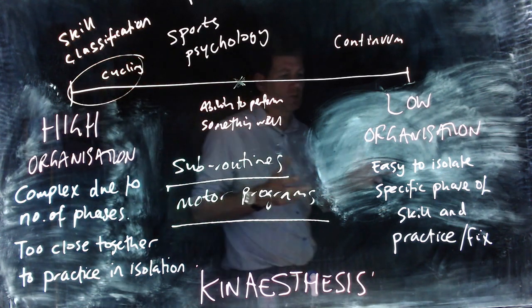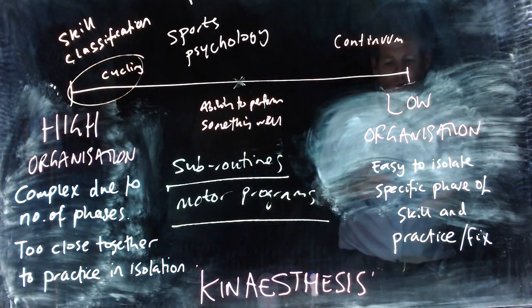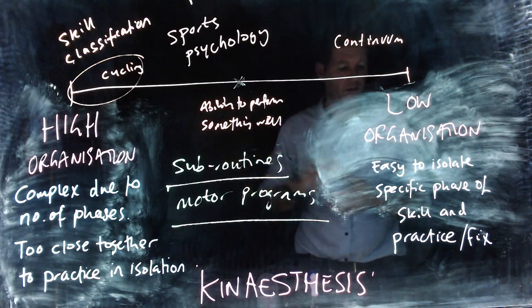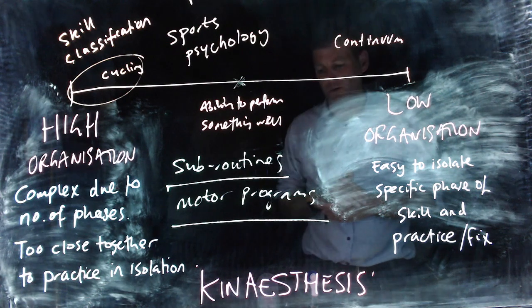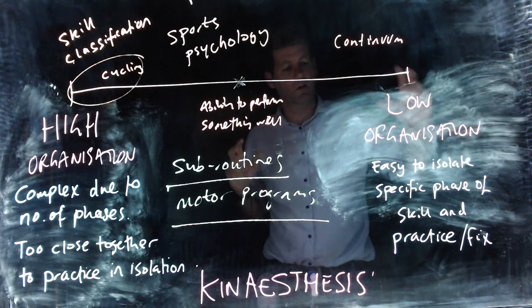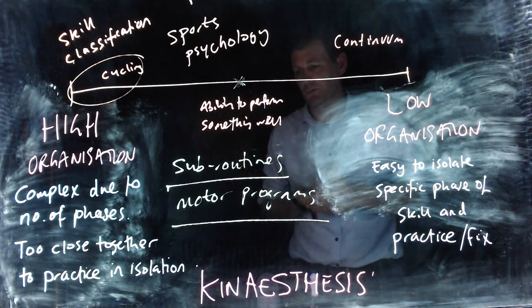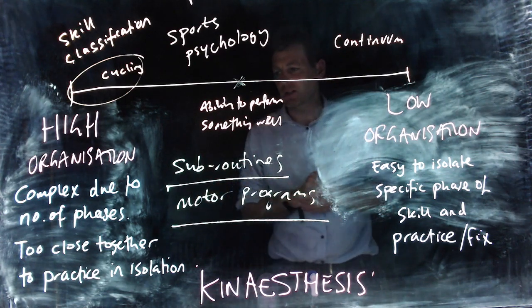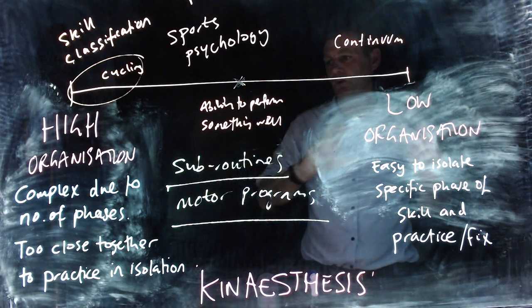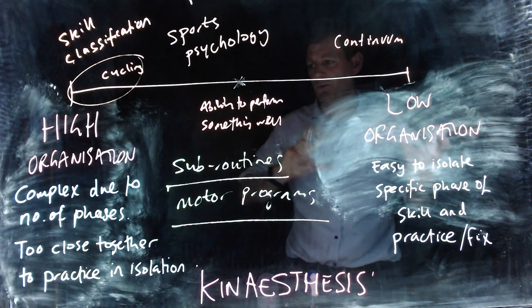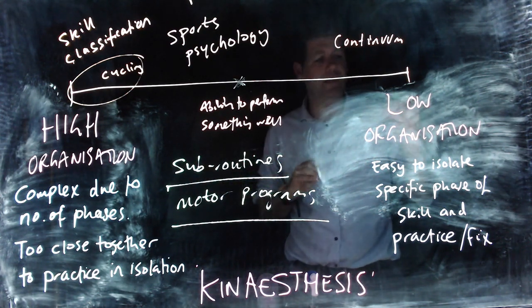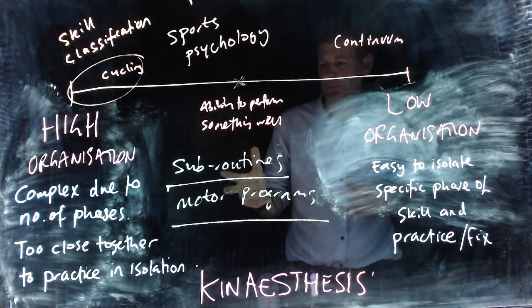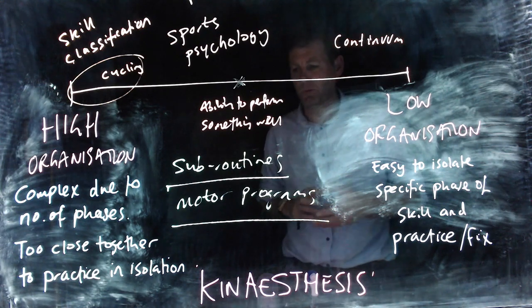Whereas a low organisation skill is slightly easier to isolate. You can break the specific phases down, and you can practice it, or you can fix it if it's slightly broken. And I'm going to use gymnastics tumbling as a floor routine as an example here. And you might think that's a bit weird, but a tumbling routine is essentially made of 3 or 4, or maybe 5 or 6 different skills. And the nice thing about a tumbling routine is you can break down any part of that and you can reorganize this sort of subroutine if it's broken, if it's faulty, and the motor programs, and you can fix it.